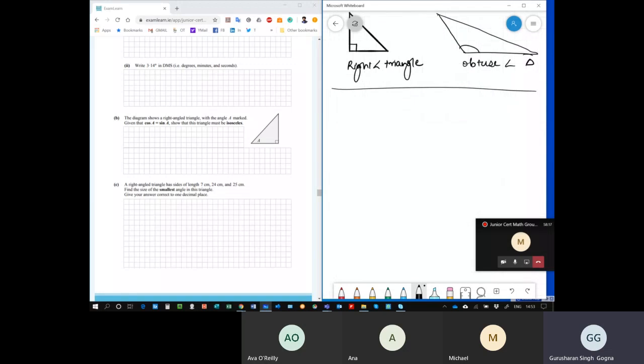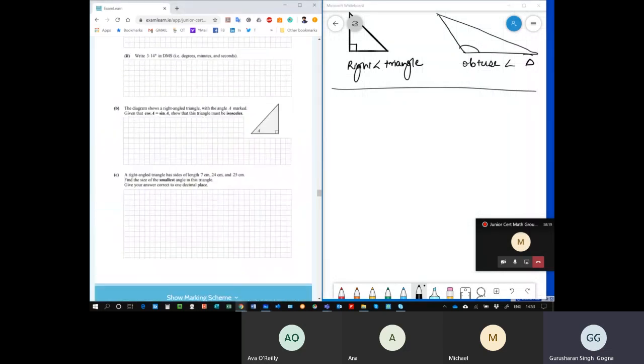Okay, so the last part of this question. A right angle triangle has sides 7, 24, 25. They're asking you to find the smallest angle in this triangle. So first of all, it is a right angle triangle. I know three sides, 7, 24, 25. But which one is the hypotenuse? How will you decide? Which one is the hypotenuse and why?